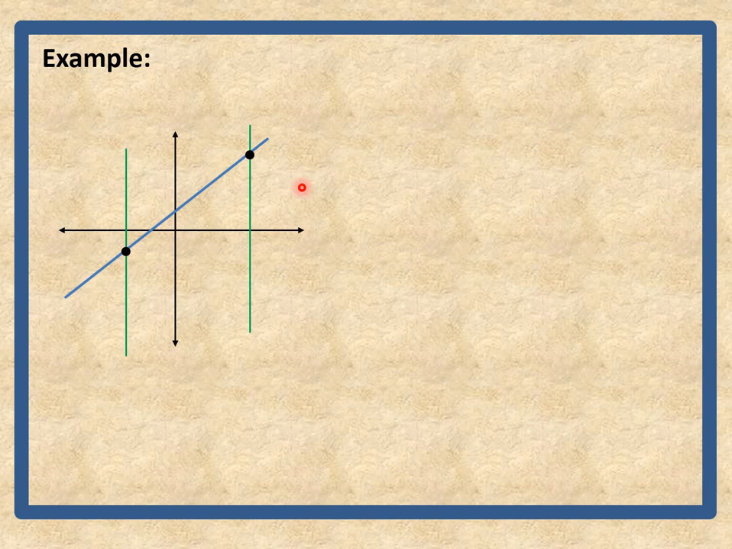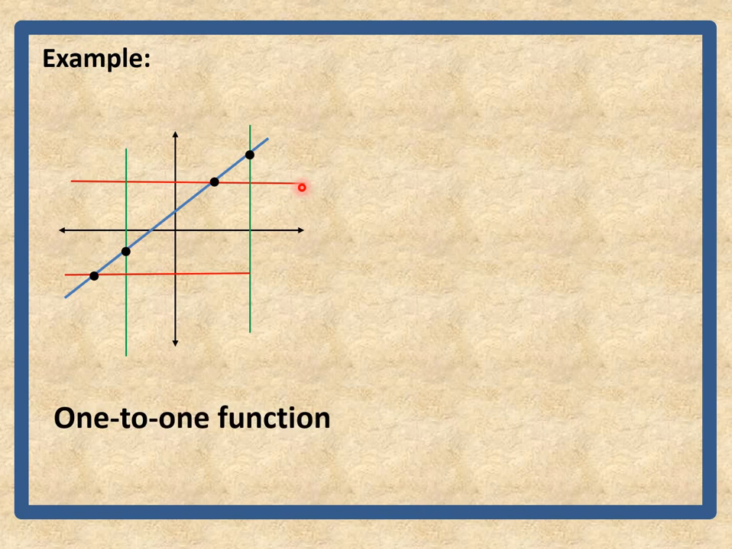Let's try doing the horizontal line test. How many times did it intersect? Once. Another horizontal line. How many times? Once. Therefore, this is a function and it is also a one-to-one function.